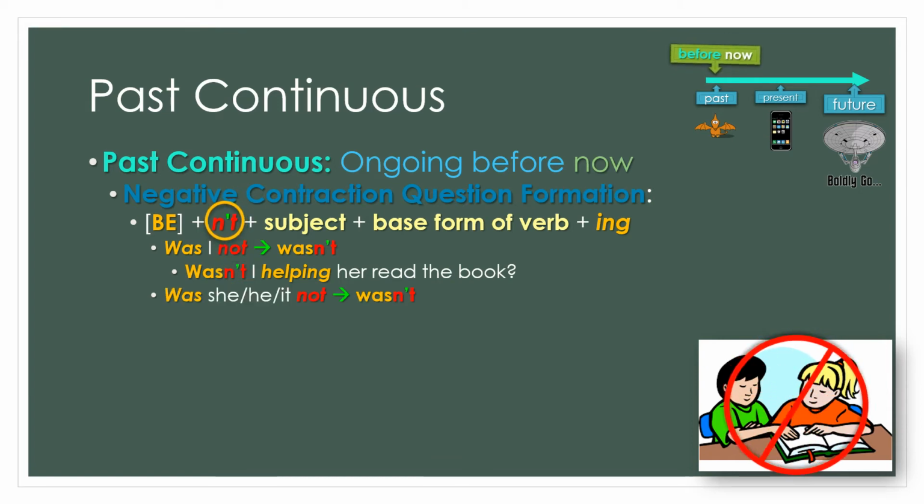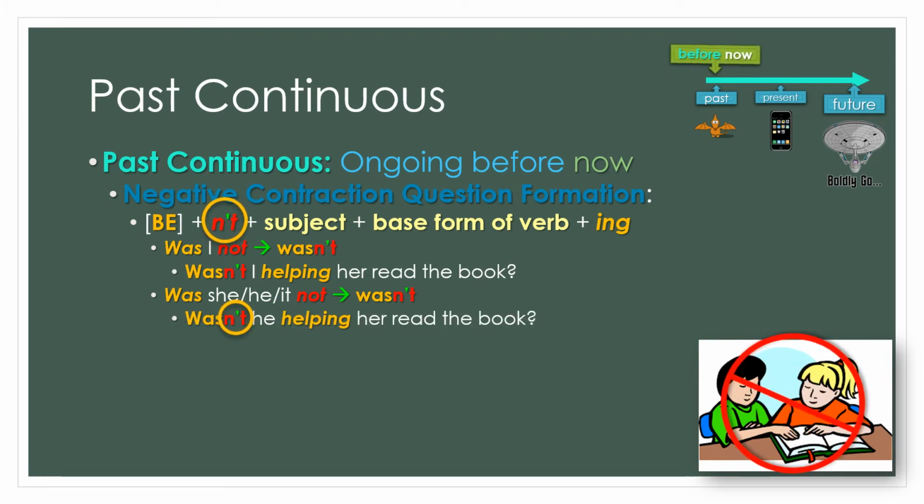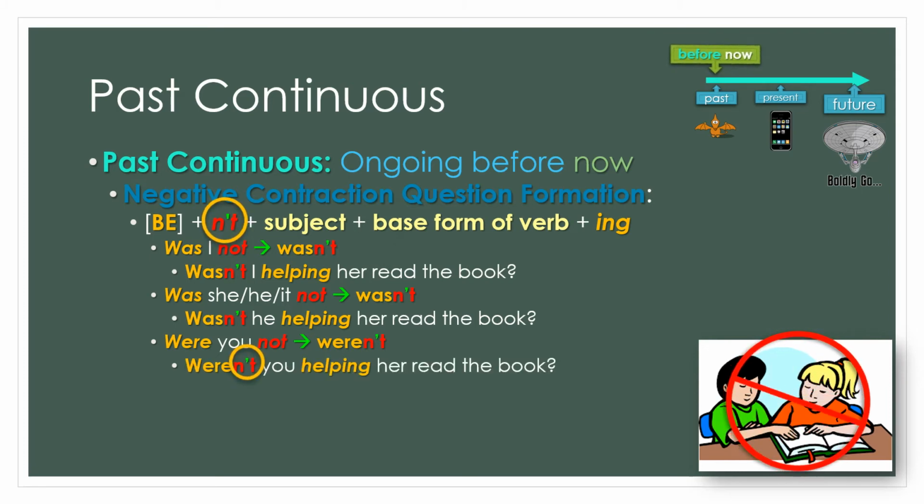Was she, he, or it not becomes wasn't? Wasn't he helping her read the book? Were you not becomes weren't? Weren't you helping her read the book?